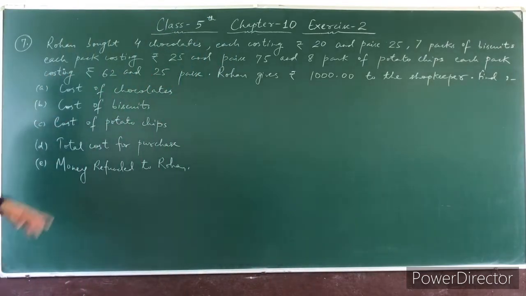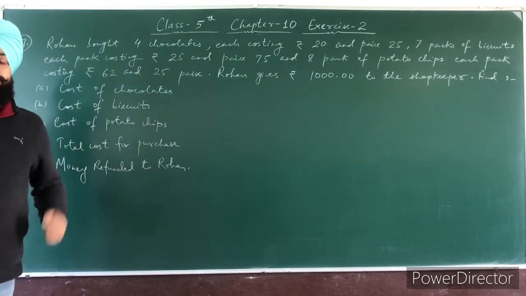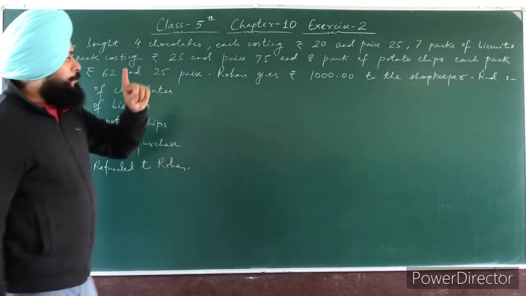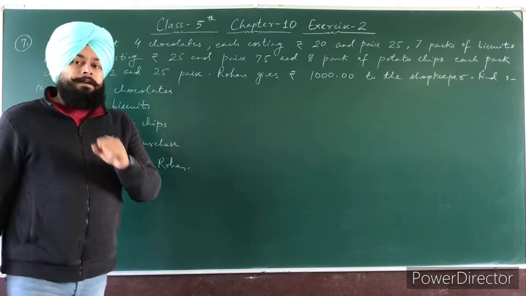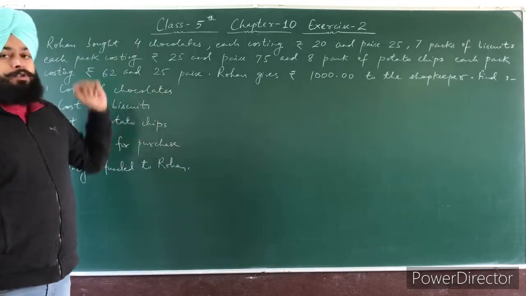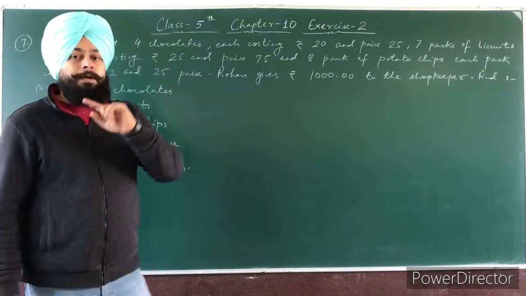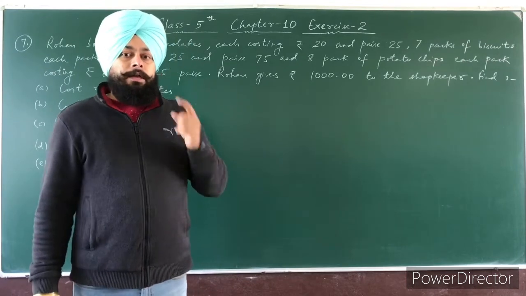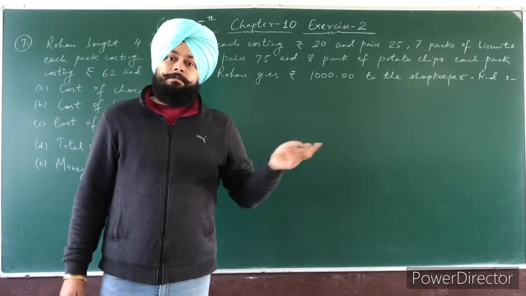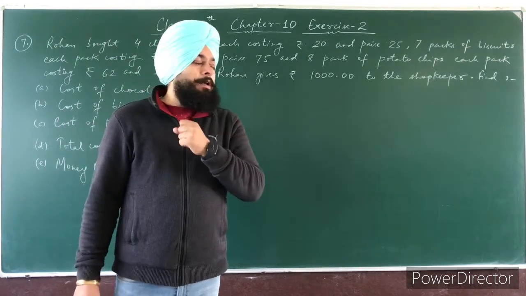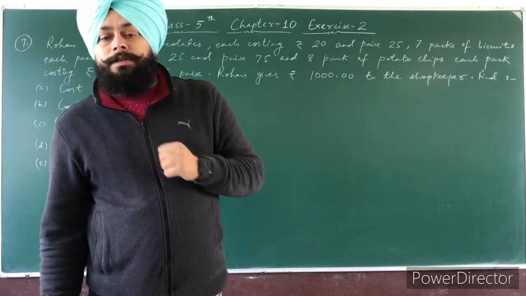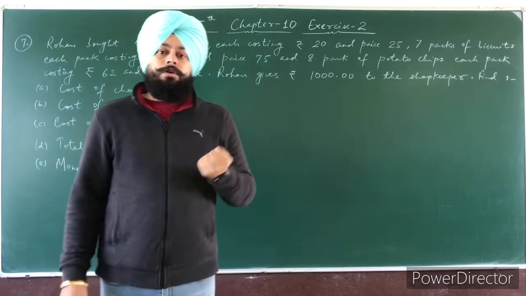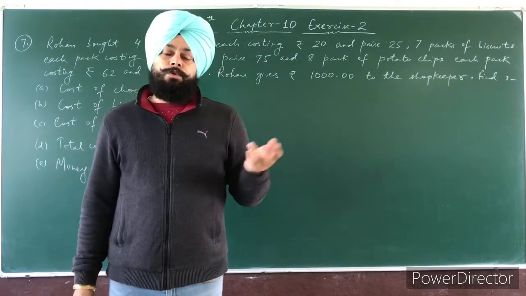So first we will find cost of chocolates. The cost of one chocolate is given, rupees 20 and 25 paise, and he buys 4 chocolates. So what will you do here? You will multiply the cost of one chocolate with 4. Suppose for example the cost of one chocolate is rupees 20 and you buy 4 chocolates, so what is the total cost? Total cost is 20 into 4 which is equal to 80.